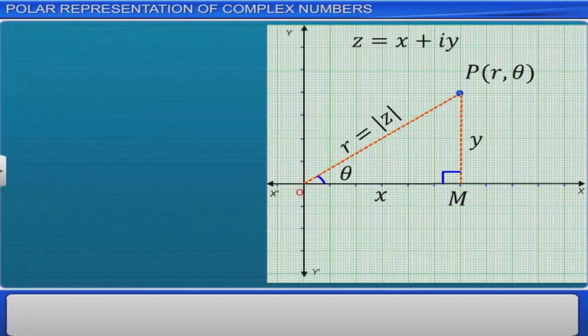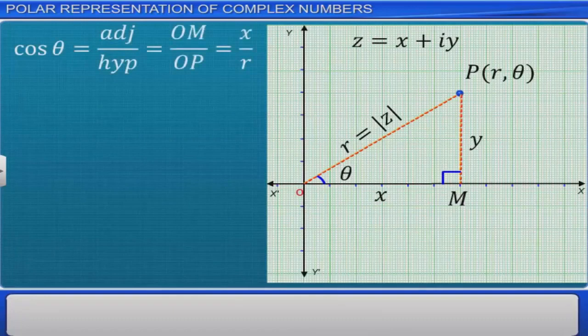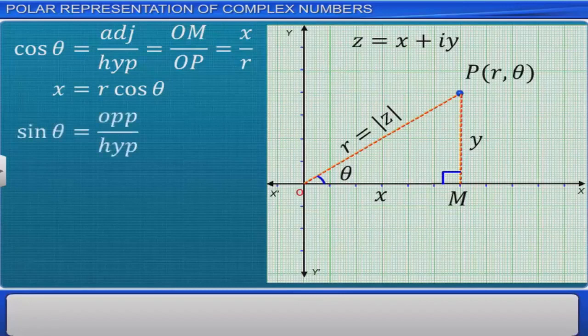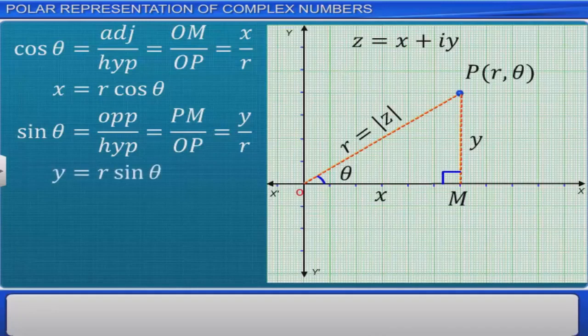By using trigonometric ratios, cos theta is equal to OM divided by OP, which is equal to x divided by r. Therefore, x is equal to r cos theta. Sin theta is equal to PM divided by OP, which is equal to y divided by r. Therefore, y is equal to r sin theta.